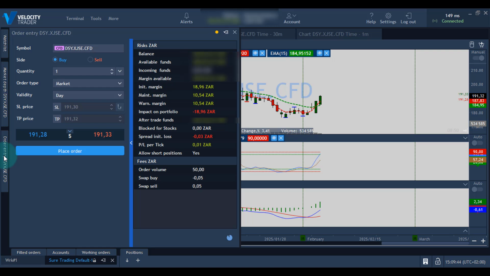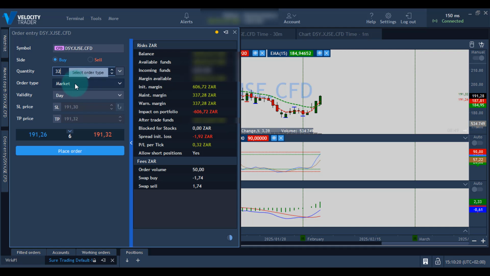So let's go to our order entry. Here you have all the options to place your order. We're wanting to go into a buy trade because we believe it's going to be going up. So it's buy, and we said 32 shares. When I change that to 32, you can see the initial margin changes to 606 Rand. That's how much we're going to be using on this trade.